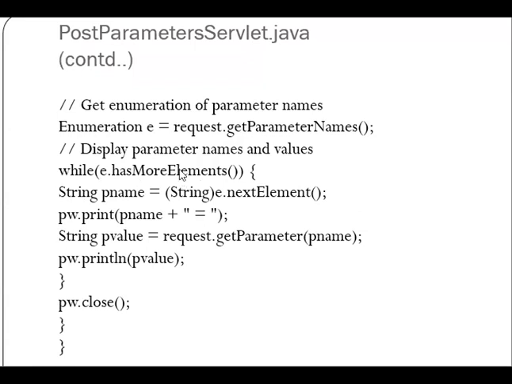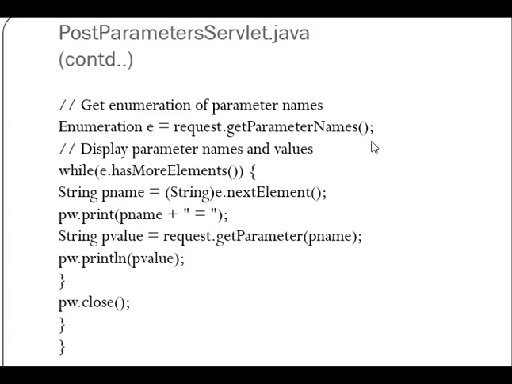While iterating over this enumeration, we have to extract the parameter. So E has more elements: while E.hasMoreElements, it will iterate over the enumeration E. String pname is E.nextElement, so we'll extract the element and print it. Here the parameter name is printed. In the enumeration from getParameterNames, only the name of the parameter will be extracted.